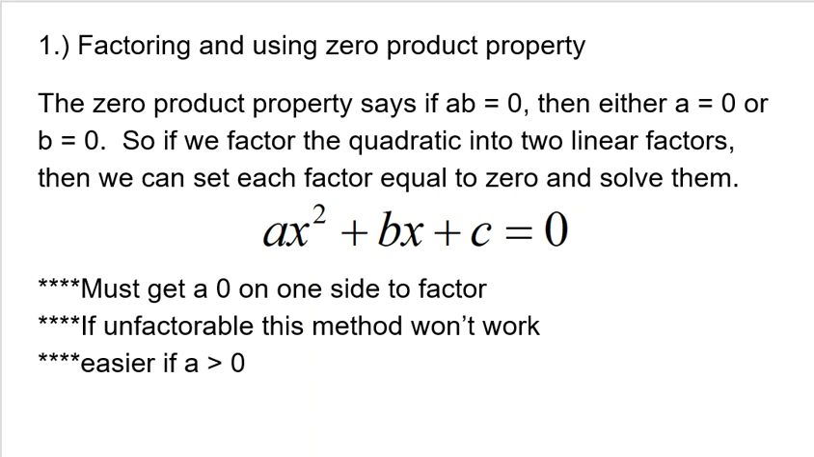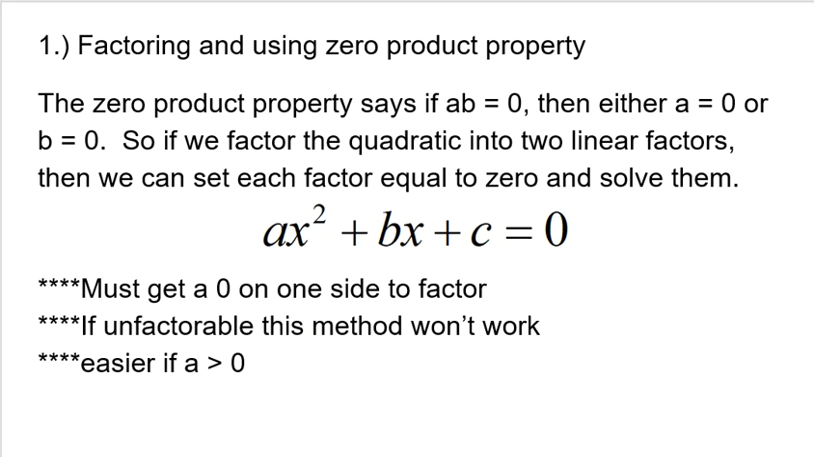The zero product property says if A times B, a number times another number, equals 0, then either A equals 0 or B equals 0. Because if A and B are both non-zero numbers, when you multiply them, you're going to get a non-zero number. So if A times B equals 0, then one of them absolutely must equal 0. So when we factor a quadratic, we're factoring it into two linear factors, and one of those two factors must be 0.